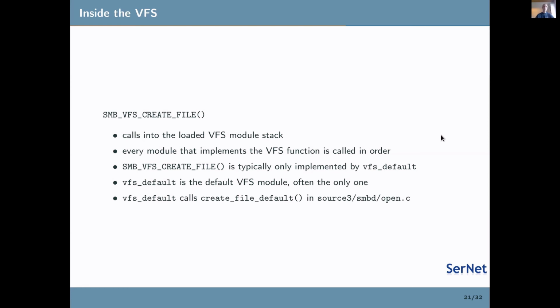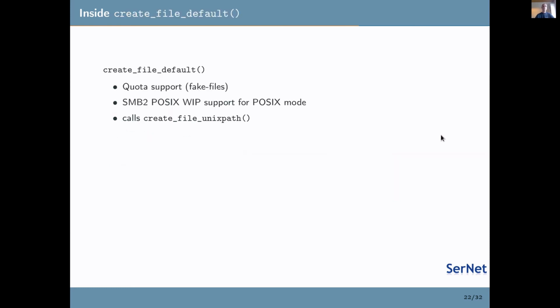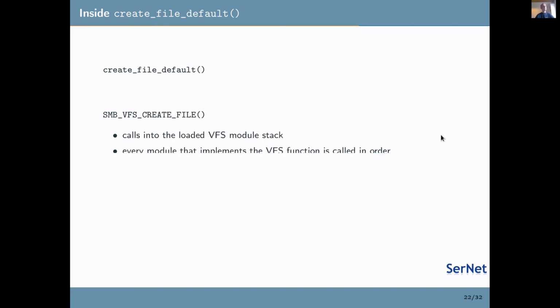And this is a wonder of a file with wonderful code that is quite tricky and complex, and which does implement all the NTFS semantics that I presented at the previous slide. So let's drill into it. We start at the top level. That doesn't really do too many interesting things in create file default. There's some stuff for quota support. A recent addition is SMB2 POSIX work in process extensions support in our code.